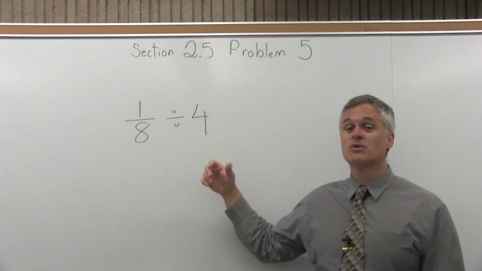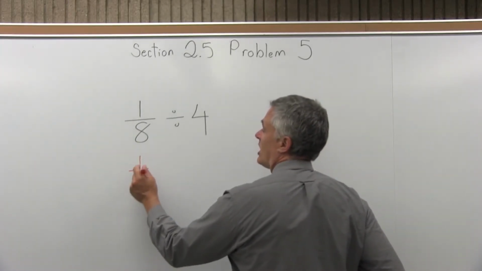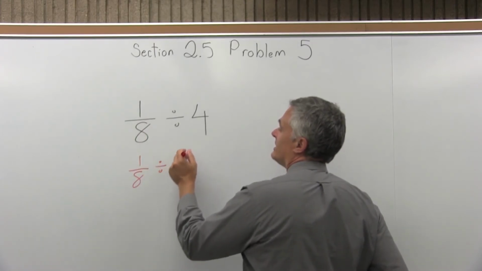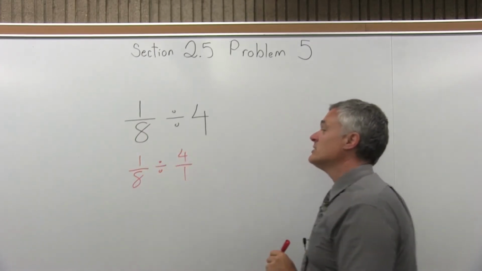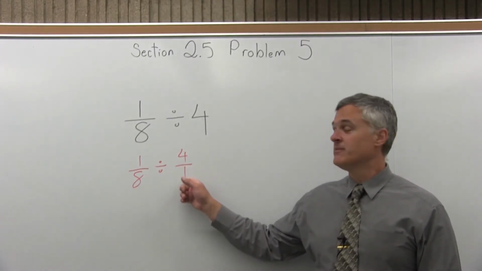So the 4 can be rewritten as 4/1. So it'll be a fraction. I'll have a numerator and a denominator. I'll leave the 1/8 the way it is. I'll leave the division for a minute. And instead of 4, I'll write it as 4/1. Any whole number can be written as a fraction by putting a 1 under it.